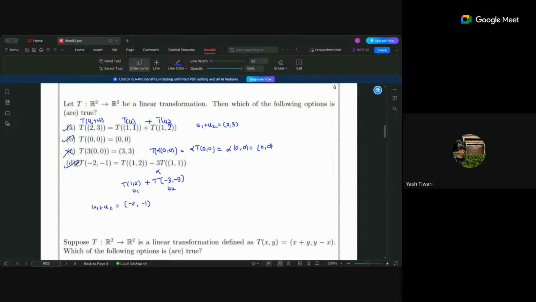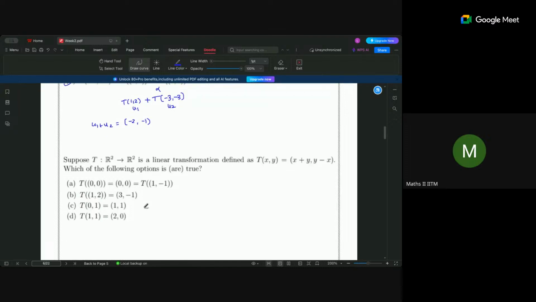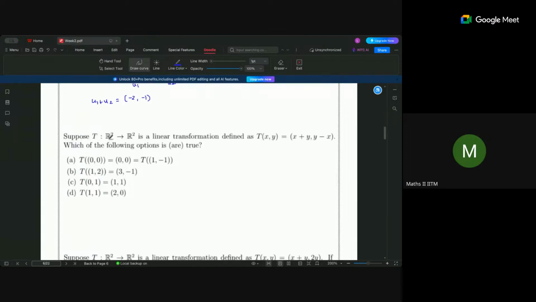Correct. Okay. So this problem is also quite a simple one. I hope all of you understood. Okay, fine. What about the next one? So you have a transformation T from R2 to R2 and it is defined in this way. So which of the following options are true?